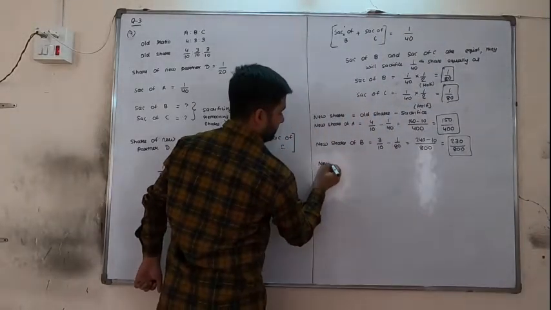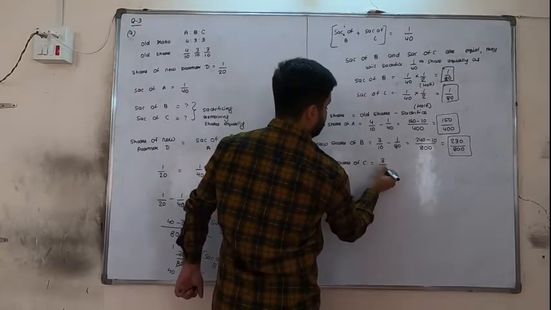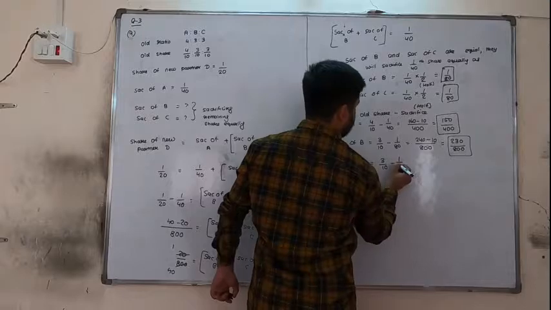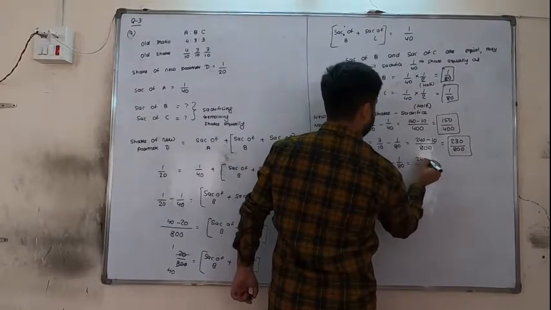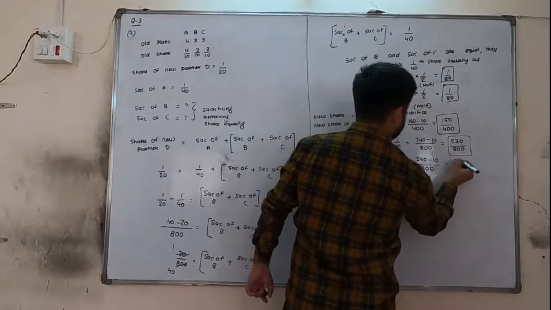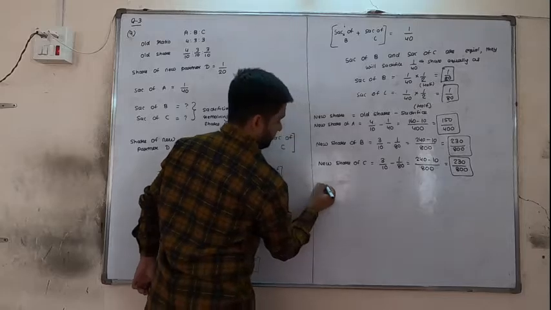Next, new share of C. Old share is 3 by 10. Sacrifice is 1 by 80. 80 tens are 800, 8 3s are 240, 10 ones are 10. Again it is 230 by 800 only.